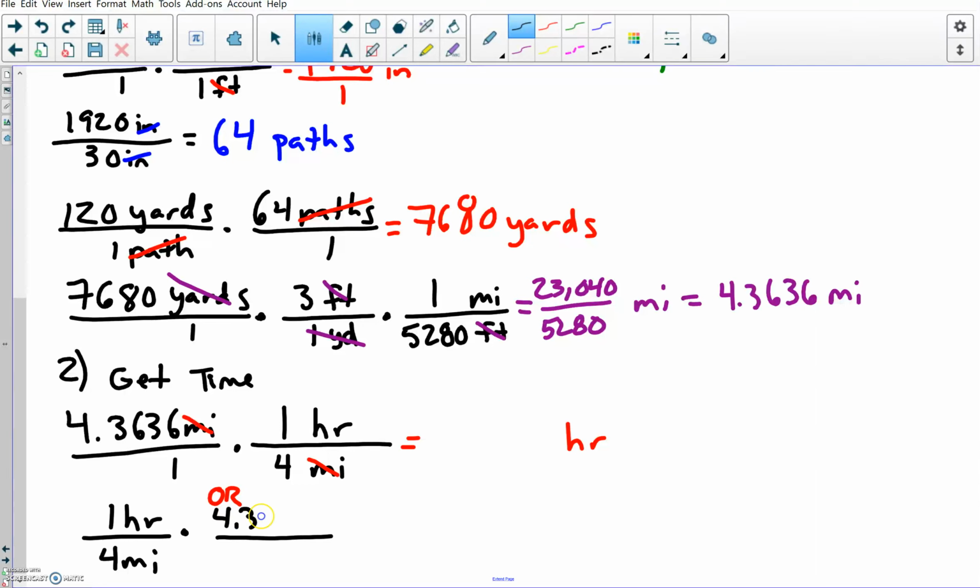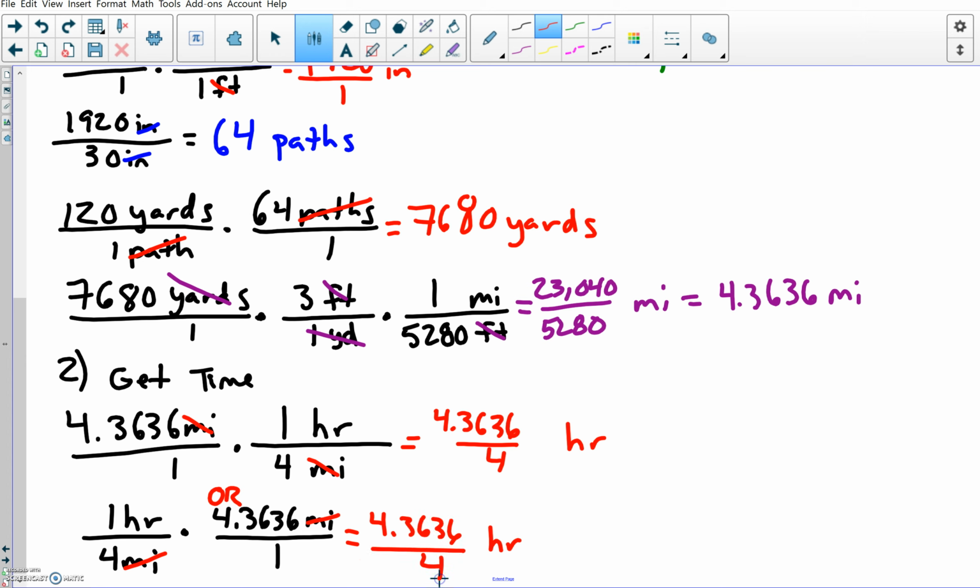Aside from making sure the units we don't want cancel out and the units we do want stay, we also want to be sensitive to what units are staying on top. I want the units that are going to stick around, right? I want my hour to stay on top. So you could have set it up either way there. You end up getting essentially the same result. You're going to take 4.3636 and divide it by 4. In either of these setups, it does the same thing. So 4.3636 divided by 4, and we get another decimal.